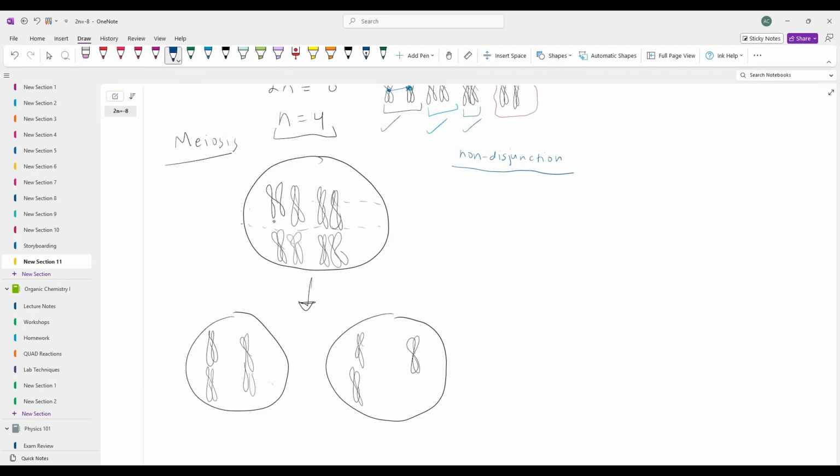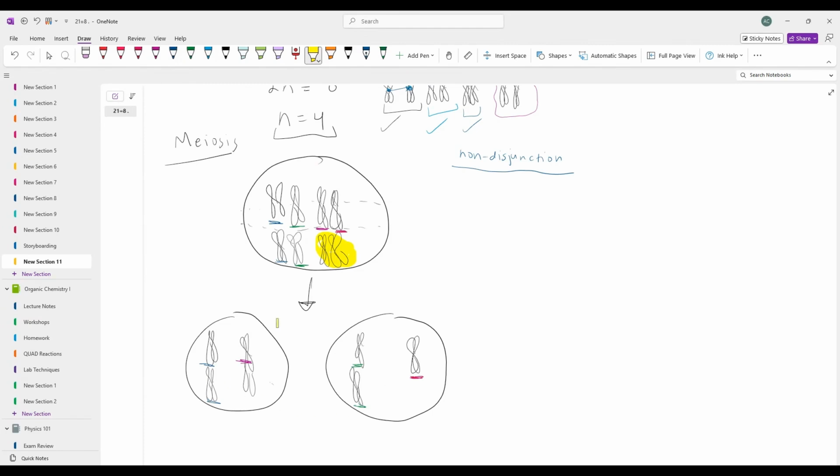Alright, so I hope you're able to see. Let's say that these are the blue ones. So the blue ones got separated correctly. Let's say that these are the green ones. The green ones got separated correctly. Let's say that this is purple and this is pink. So pink is right here. Purple is right here. And then this is the problem. These are the problem chromosomes that did not cross over correctly.